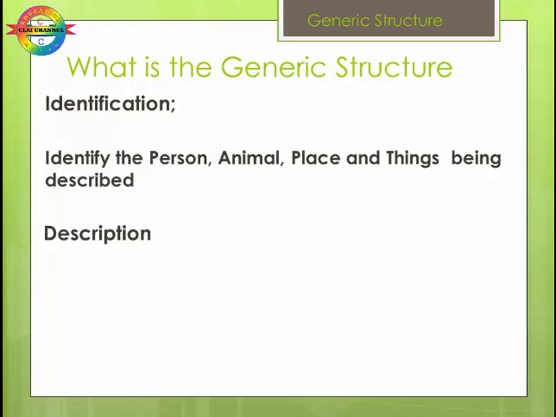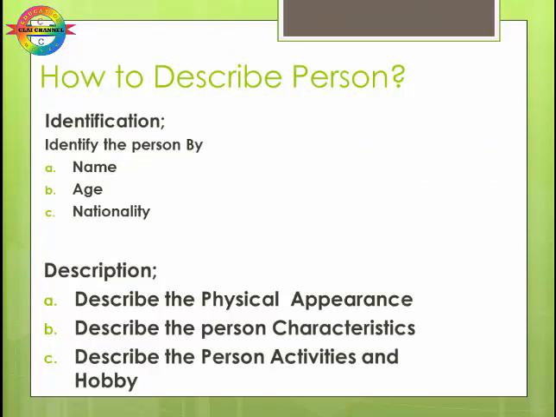Oke, yang kedua adalah descriptions. Okay, now descriptions is different how to describe persons, animal, place, and things. So let us see it, check it out. How to describe persons. In identifications, we can identify the persons by name, age, nationality. And how to describe persons: describe the physical appearance, describe the person characteristic, describe the person activities and hobby.